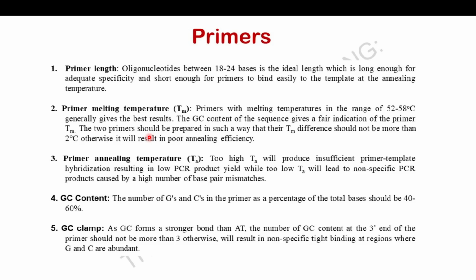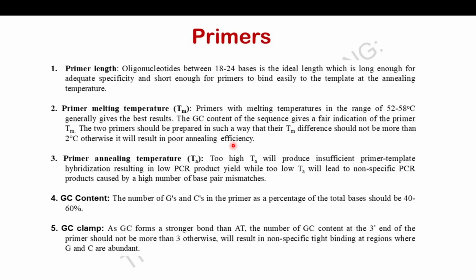Now that can eventually give unwanted bands, or unwanted amplification during your PCR, and it will also hinder the amplification of your gene of interest, because it will eventually lower the concentration or quantity of primers available for annealing to the gene of interest, right? And the two primers should also be prepared in a way that the difference in their melting temperature should not be more than a certain range, 2 degrees to 5 degrees Celsius.